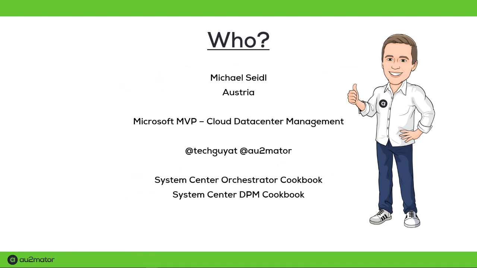So my name is Michael Seidel. I'm located in Austria. I'm a cloud and data center MVP since several years now, and I'm also the owner and founder of Automator. And I've also written some books in the past, doing blogging and a lot of automation.